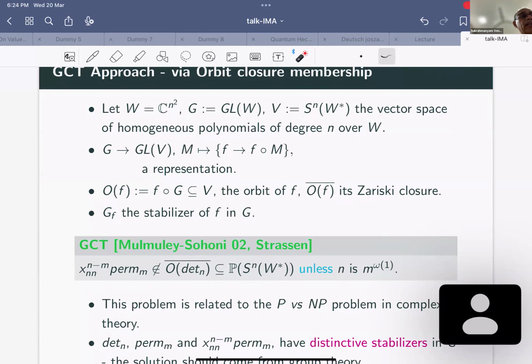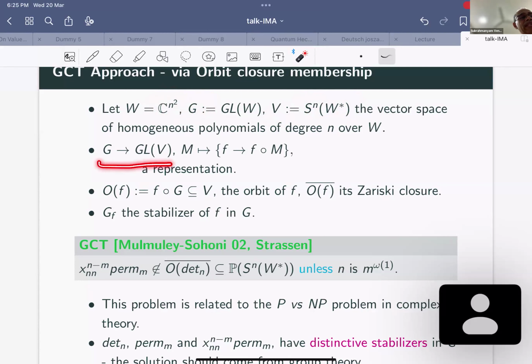Now I'm looking at this group GL(W), which is n squared by n squared matrices. Of course, there is a natural action of that group G on this standard representation. It also, therefore, acts on the dual space and on polynomials of degree n on the dual space. So one particular polynomial in this vector space V is the determinant polynomial. It's a polynomial of degree n in the n squared variables that are present.